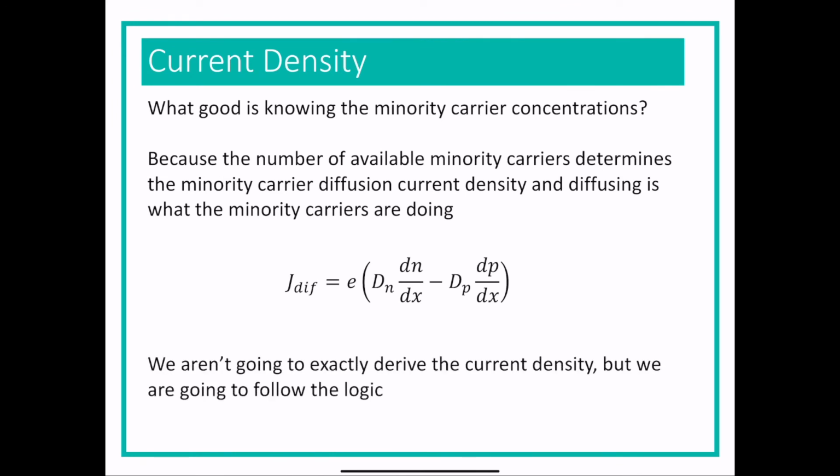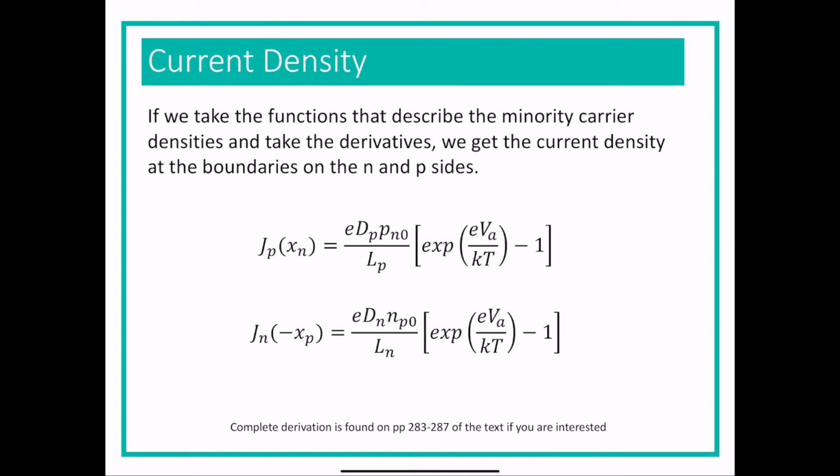So when we take the derivative of the functions that give us the diffusion current for P and N, what we end up with is this. We end up with current densities for the holes, current density for the electrons, and I'm going to explain what all these things are in a minute, but the only thing you haven't seen before is L sub P and L sub N, and I'll tell you what those are in a second.